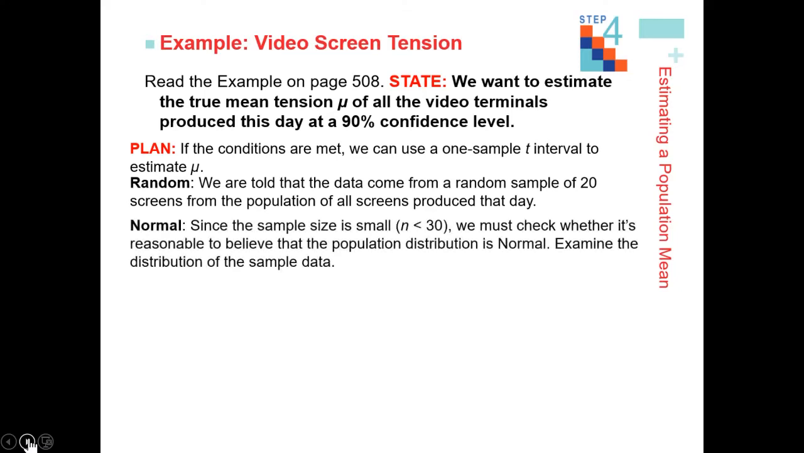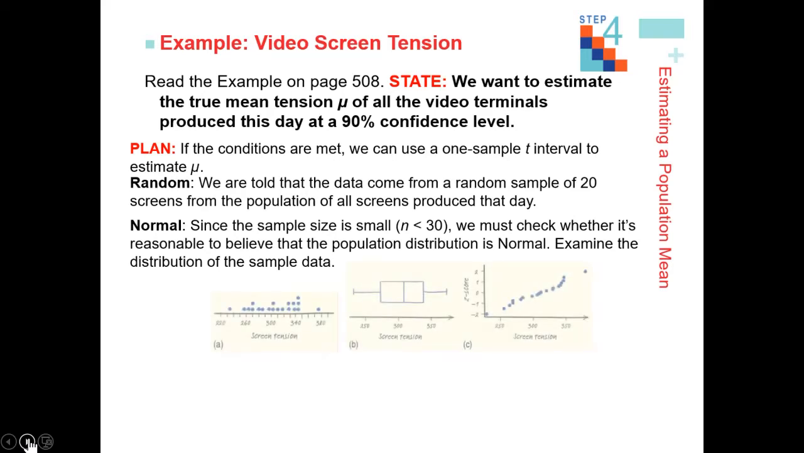Normal. Okay. So our sample size is 20 this time. So it doesn't meet our 30 threshold. But if the data still looks pretty close to a normal distribution, then we can assume approximate normality within our sampling distribution. Okay? So there are a couple different ways we can do that. We can enter the data and make a graph. So this is a dot plot over here in A. B is a box plot. And C is a normal probability plot.